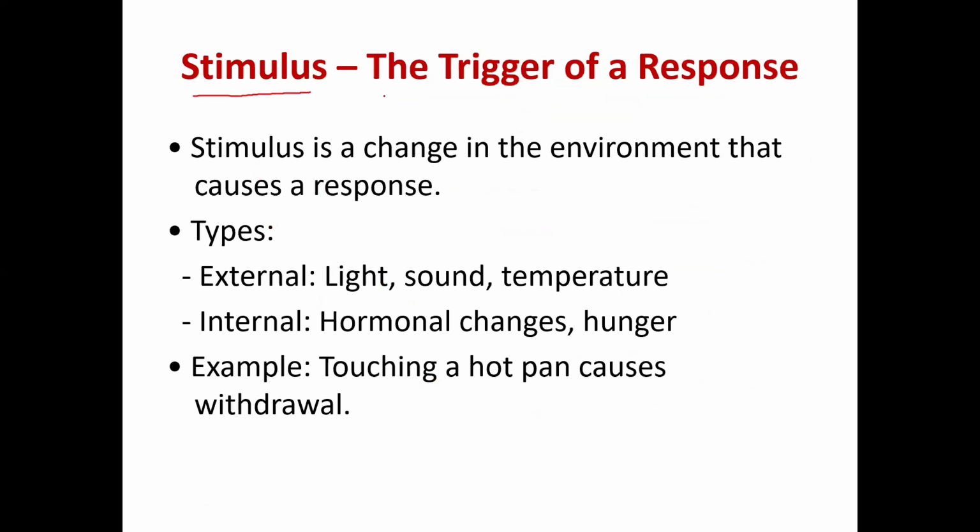Let's start with the stimulus, the trigger of a response, and how a response is generated by a body. So stimulus is a change in the environment that causes a response. Its type is external: light, sound, temperature. Internal is hormonal change, hunger. So it's an internal change. Then an example: touching a hot pan causes withdrawal of muscle.